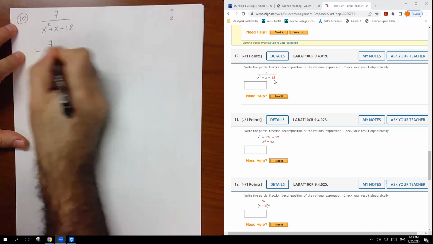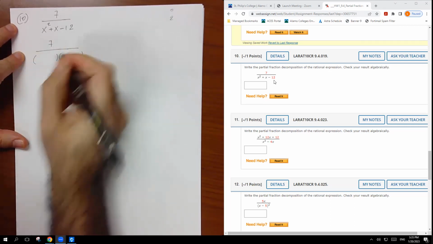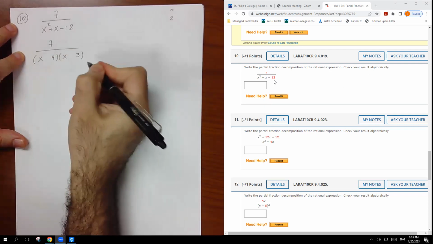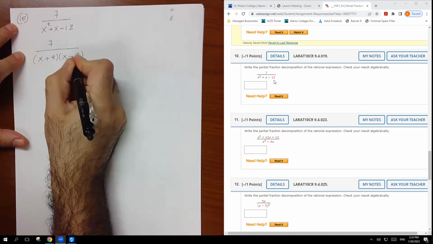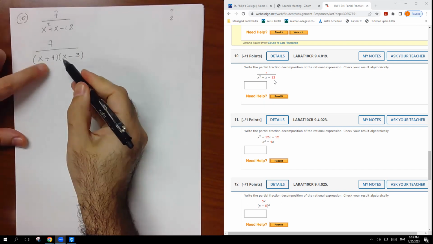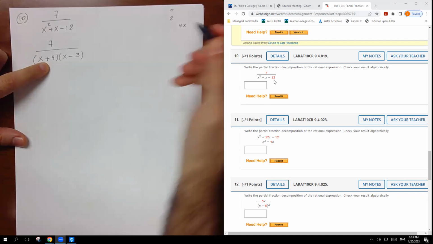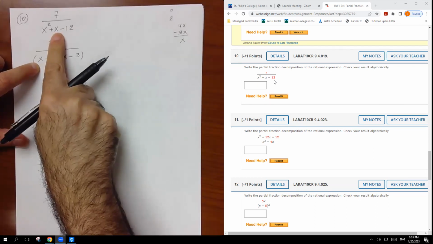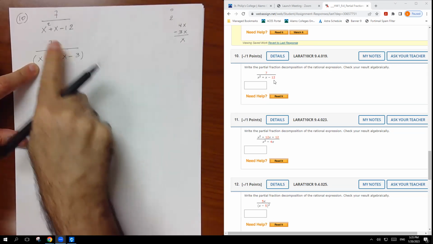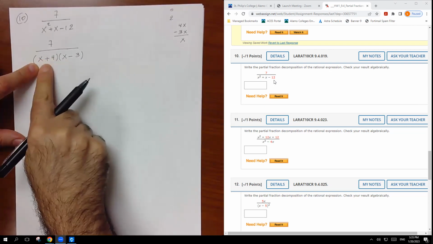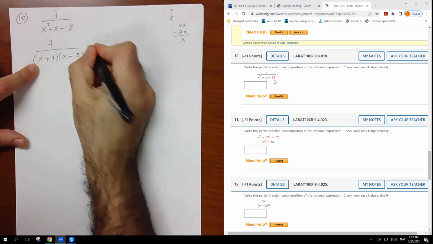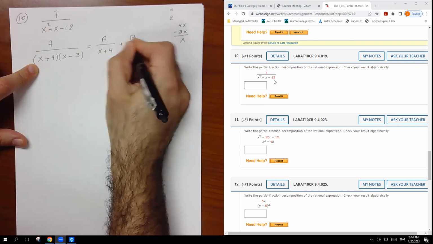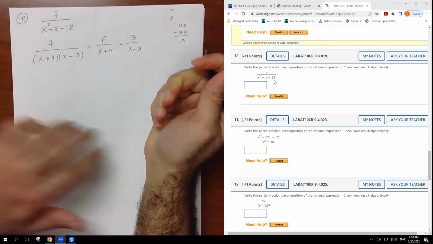So this one is going to be 7 over, I'm going to open 2 parentheses. And here is x, here is x. I'm going to say 4, 3. I'm going to put the plus, I'm going to put the minus. Now, if you need to check, 4 times x is 4x. x times negative 3 is negative 3x. Add these together is 1x, which is the middle term. That means these are the right factors for x squared plus x minus 12. Now, the factors are linear factors. So this one is going to be equal to a over the first factor, which is x plus 4, plus b over the second factor, which is x minus 3. So we're done with this step.